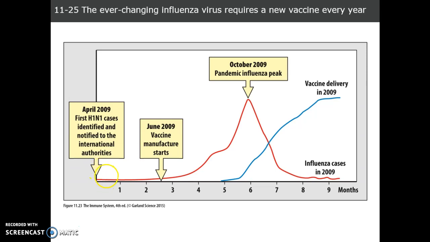So this is looking at the H1N1, the swine flu, that first came onto the scene in early 2009, and it was actually quite problematic for populations. A lot of people were dying from it, and then the CDC and WHO got involved, and in June of 2009, vaccine production was started.